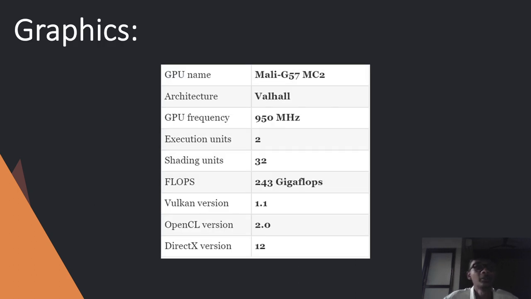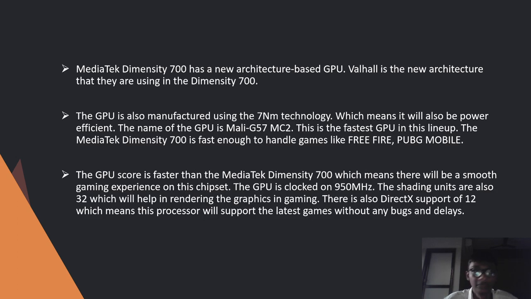Here are some details about the graphics of the MediaTek 700. The GPU name is Mali G57 MC2. The architecture is Valhall. The GPU frequency is 950 MHz. Execution units are 2. Shading units are 32. FLOPS are 243 gigaflops. Vulkan version is 1.1, OpenCL version is 2.0 and DirectX version is 12.